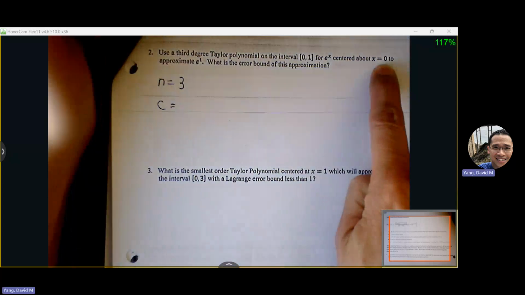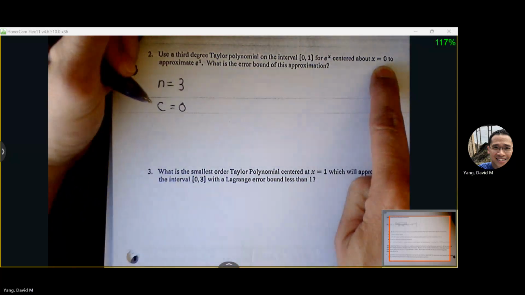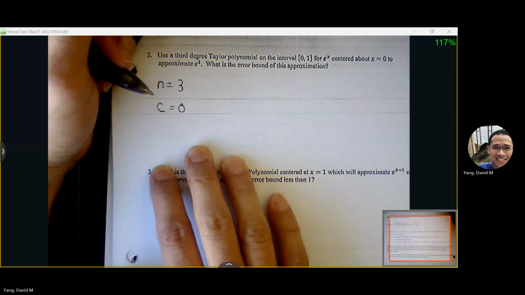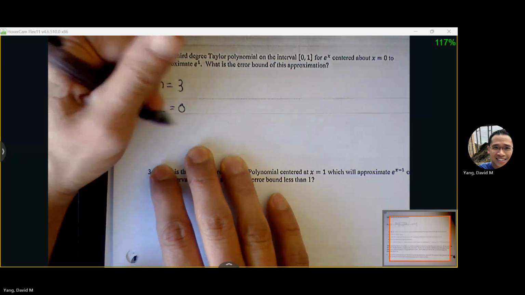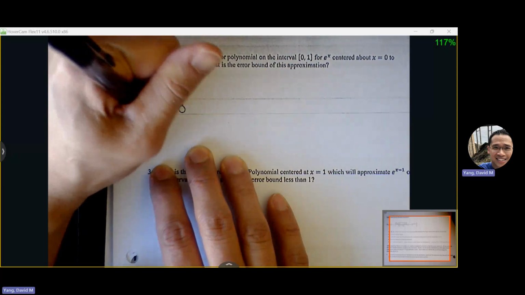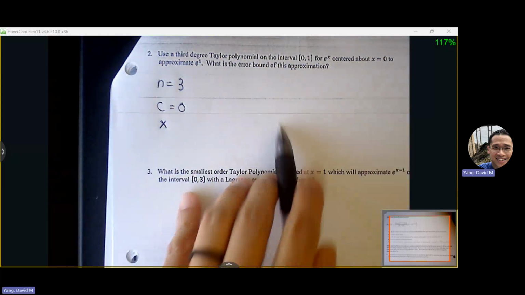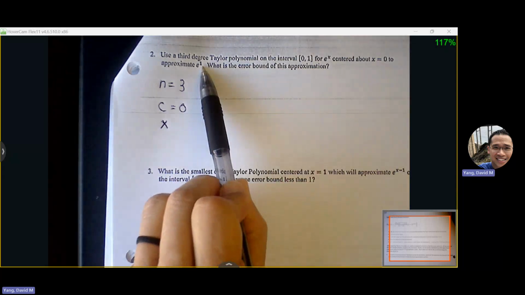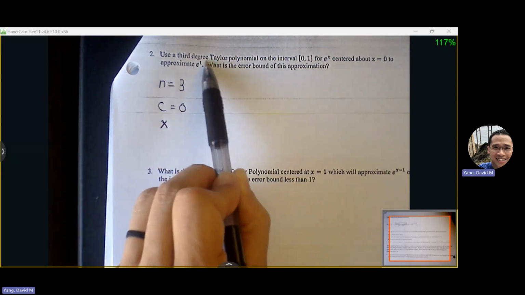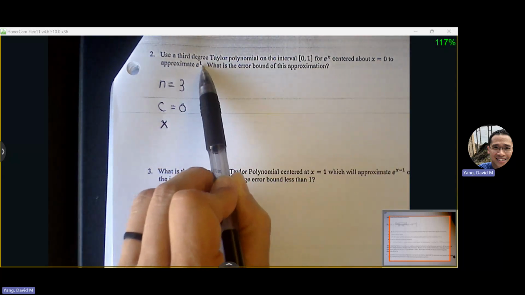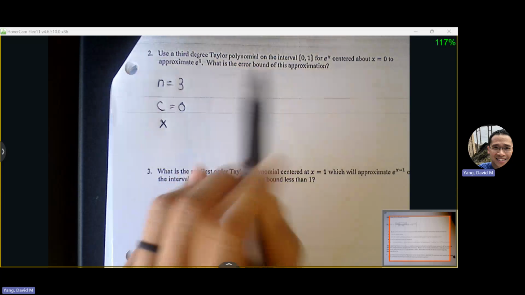c equals 0 because it's centered about 0. You spot e to the first power here. So that 1 is what we're approximating, that's my x value, e to the x, my x value is 1.